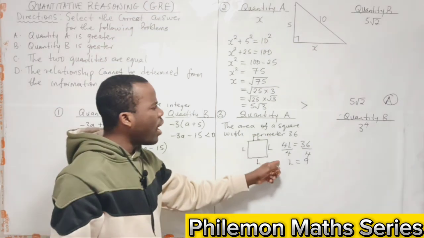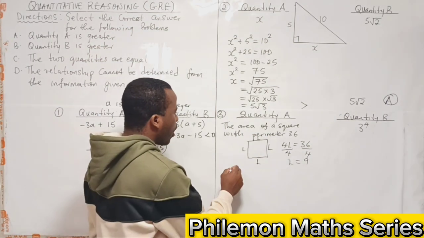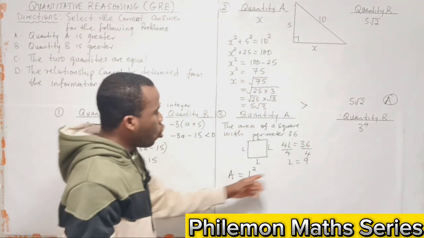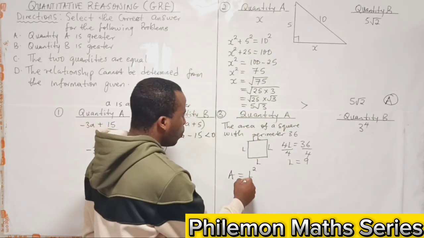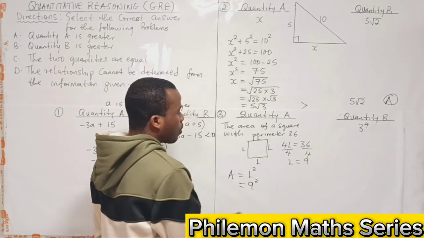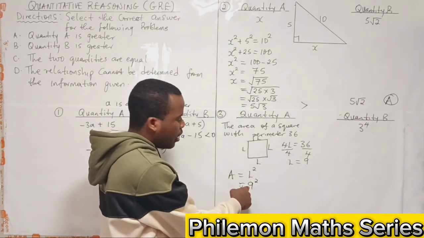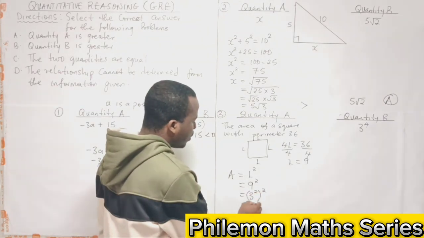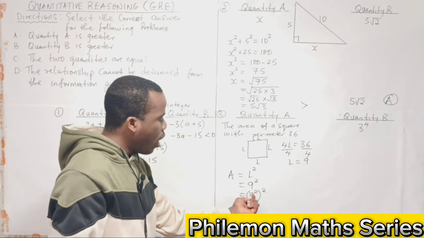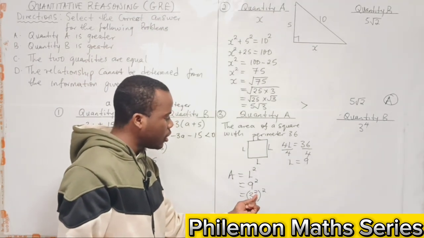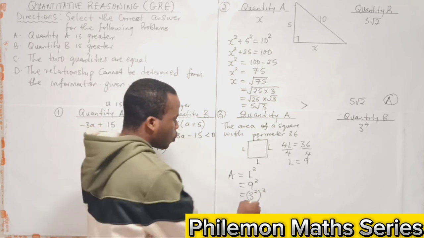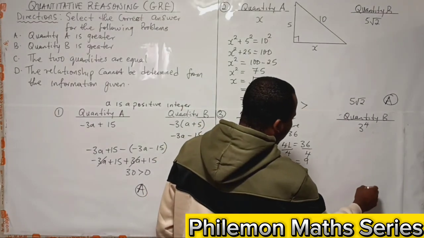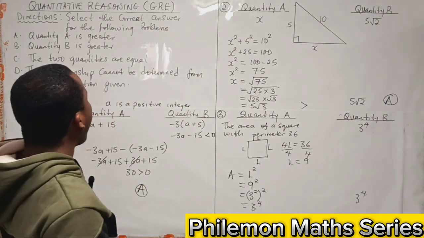Now, what is the area of a square? The area of a square is given as L square, the length square. So we have gotten our L as 9, so this will be 9 square, and we can reduce 9 in index form to be 3 to the power 2, raised to the power 2, and this is from the power law, what we have in indices raised to a power, we multiply the powers. So this is 3 to the power 2 times 2, 4. And in quantity B, we have 3 to the power 4. It then means that quantity A and quantity B are equal.